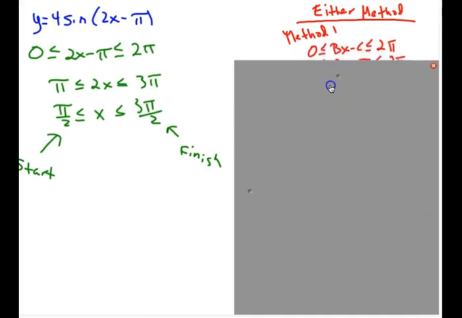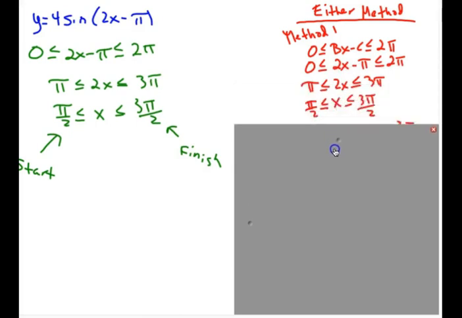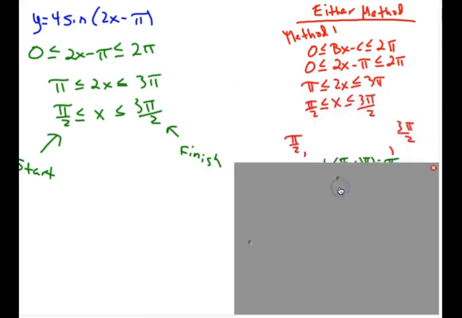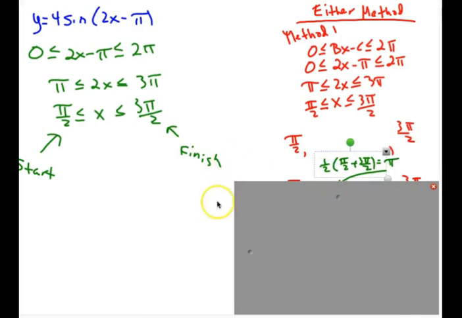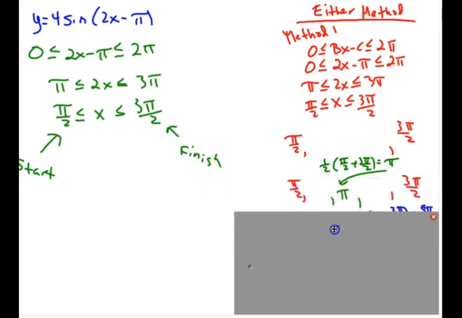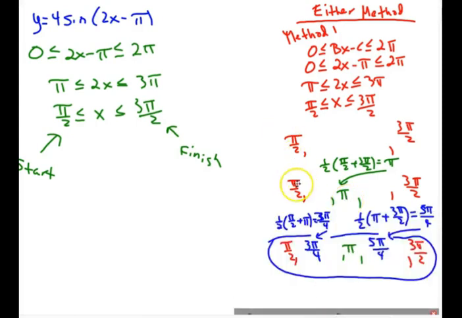Method 1: I find my start and my end point, and I lay them out. And then I average. So I'll take pi over 2 plus 3 pi over 2, and I'll multiply by 1/2. And that gives me a middle critical value of pi. So then I'll take pi over 2 plus pi, multiply by 1/2, which gives me 3 pi over 4. And I'll take pi plus 3 pi over 2, multiply by 1/2, because it's the same thing as dividing by 2, and I'm averaging. And that gives me a critical value of 5 pi over 4.